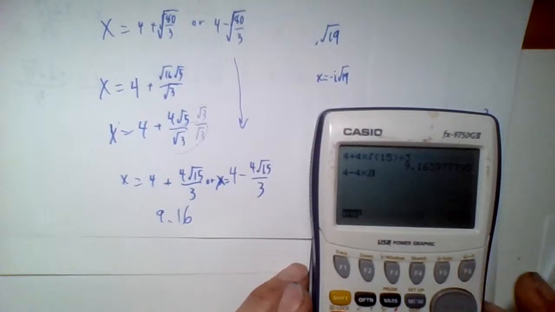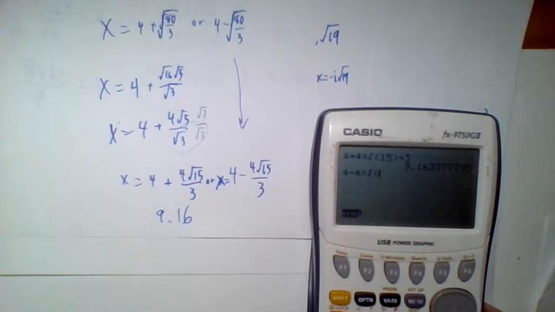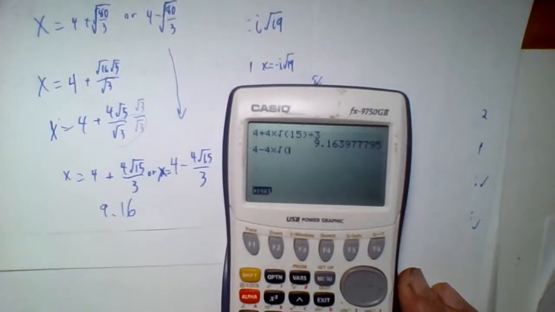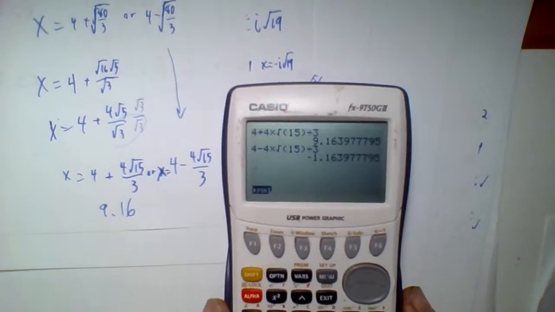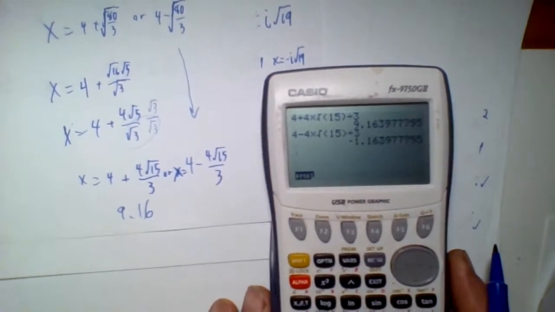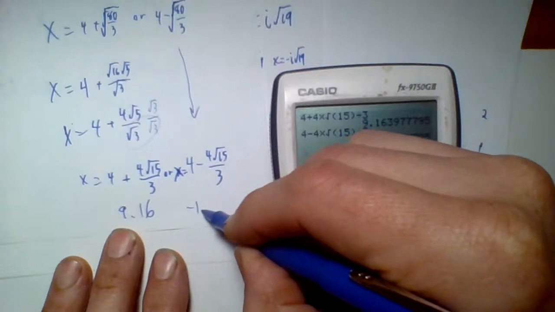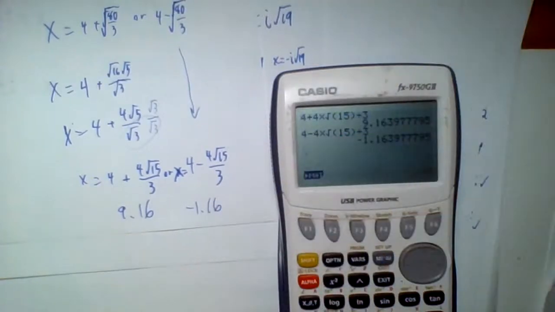A lot of the calculators, when you put that square root, the parentheses will come up automatically. That's a nice thing, because when you're dealing with a square root, you always got to know where the square root ends, and that parentheses is nice for that. That's the same thing with a minus. I got negative 1.16 approximately. Those are both supposed to be solutions to this thing up here.